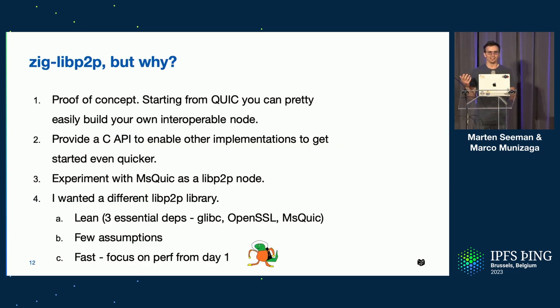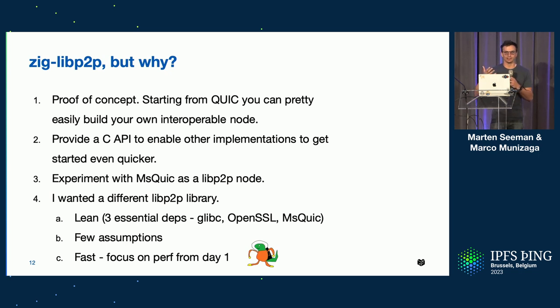But why? We have all these other great implementations, so why do I want Zig libp2p? I think it's useful to have this as a proof of concept. Starting from QUIC, you can build a very lean interoperable node. You don't have to start with libp2p if you find yourself already on a different path. Libp2p gives you a ton of stuff, but with QUIC you're really a stone's throw away from being interoperable with the whole libp2p network.